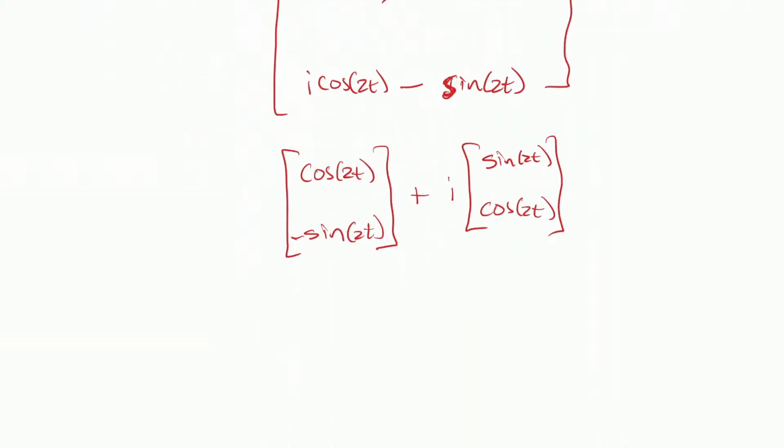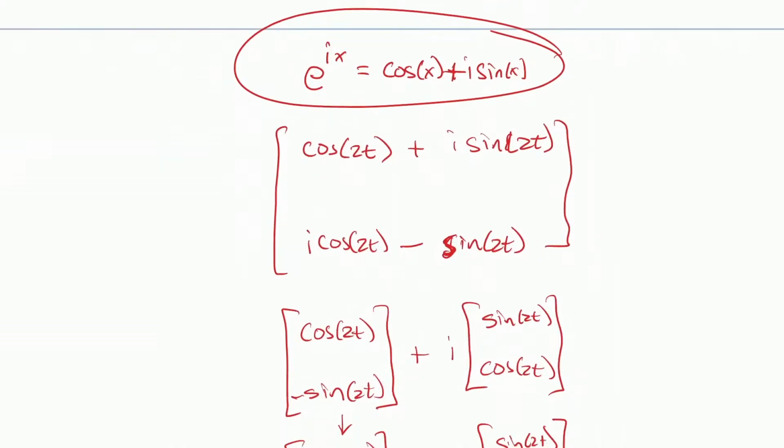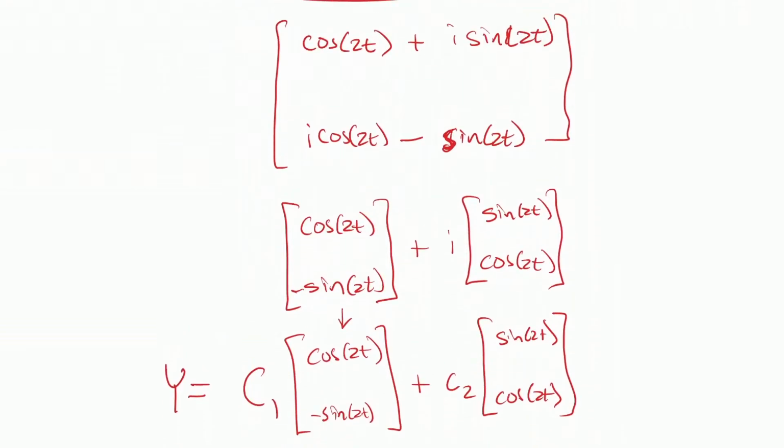Now the actual solution, so this is just the work that I did. The actual solution is just constant C1 times this vector, negative sine of 2t. And then C2 times sine of 2t and cosine of 2t. So you're going to gather all of the imaginary stuff together. We'll practice this again on Friday because we kind of did this rushed at the end.